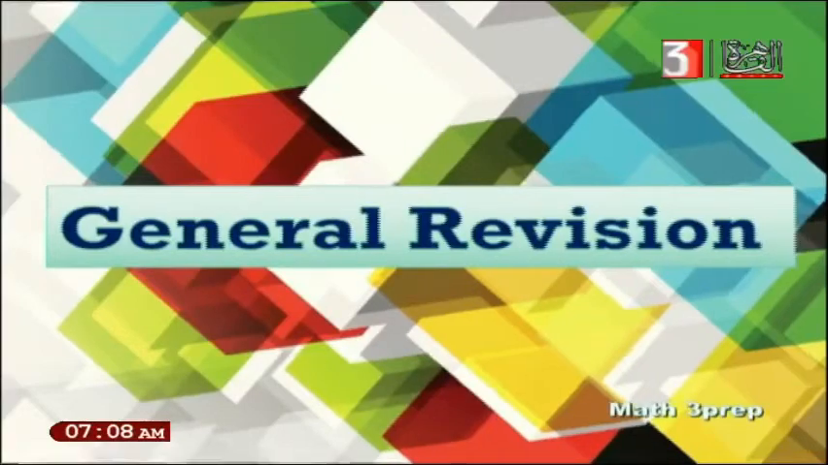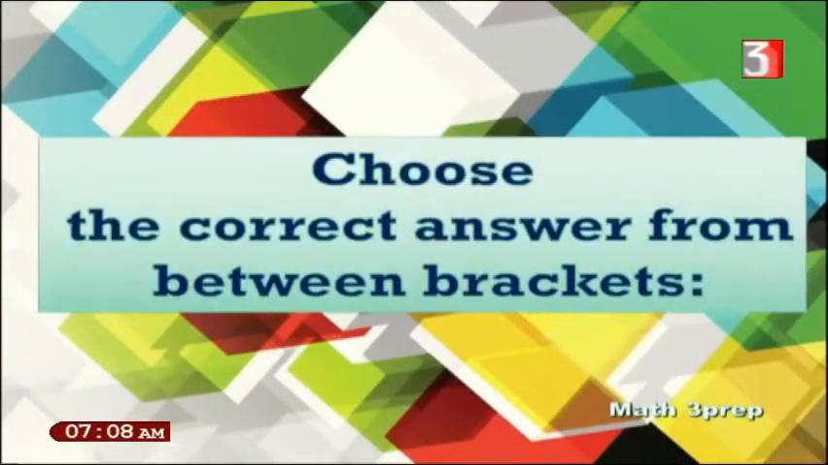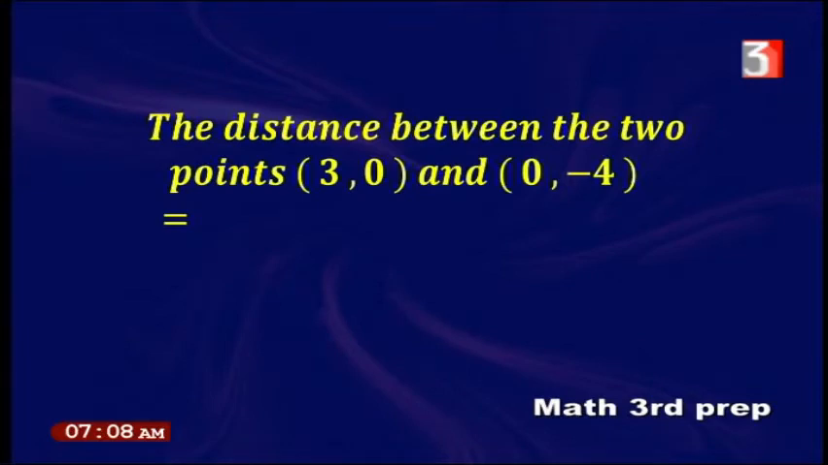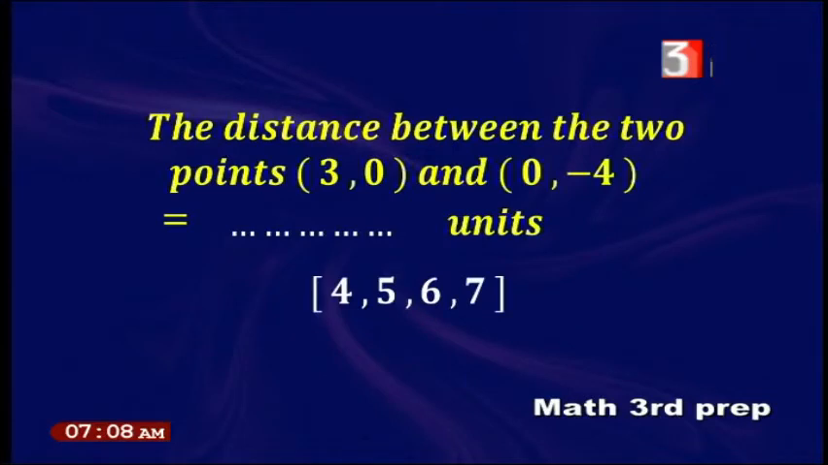The first question is: choose the correct answer from between brackets. The distance between the 2 points (3, 0) and (0, negative 4) equals what? Is it 4, 5, 6 or 7?